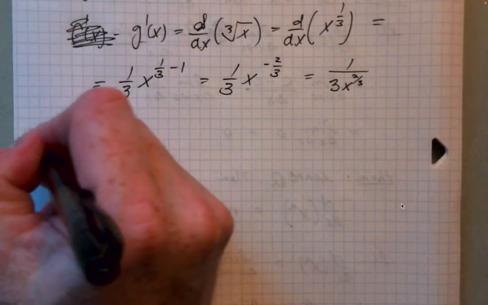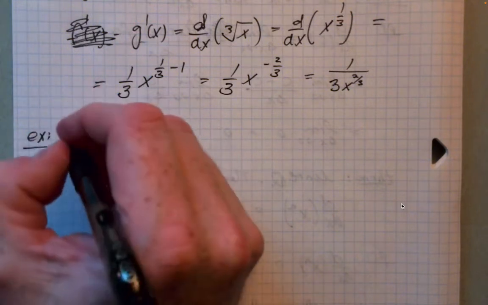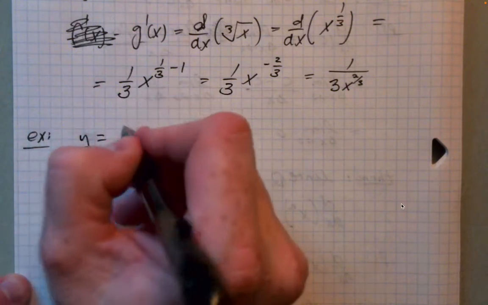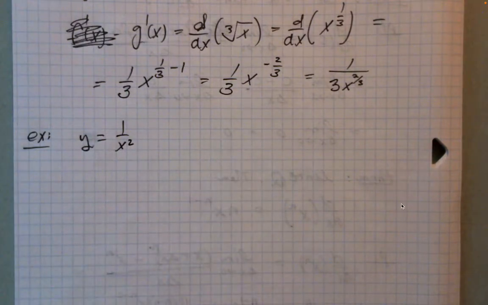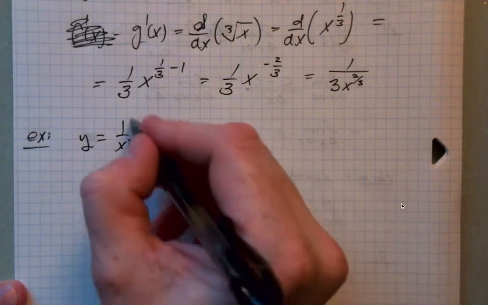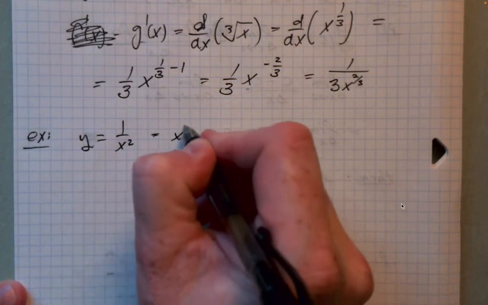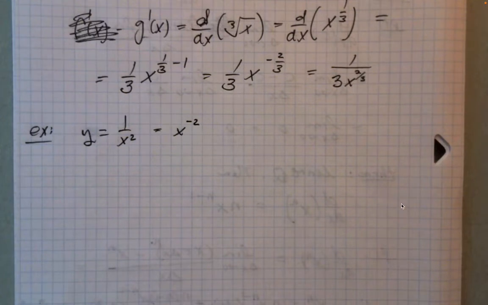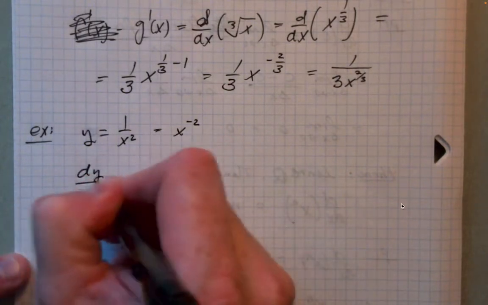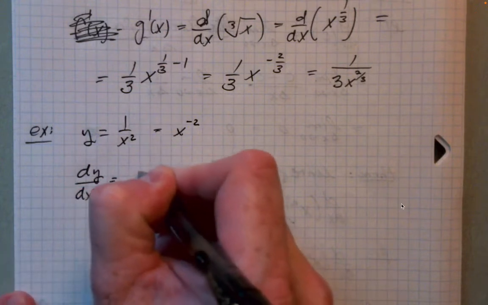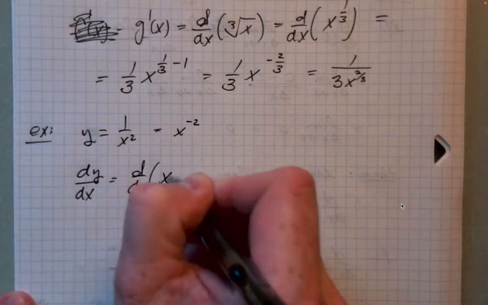How about another example? What about something like this? What if I have y equals 1 over x squared? What's y prime? Okay, so you should notice here that 1 over x squared is the same as x to the -2 power. So if y is equal to x to the -2 power, then we can calculate the derivative, dy dx. That's just going to be equal to d dx of x to the -2 power.